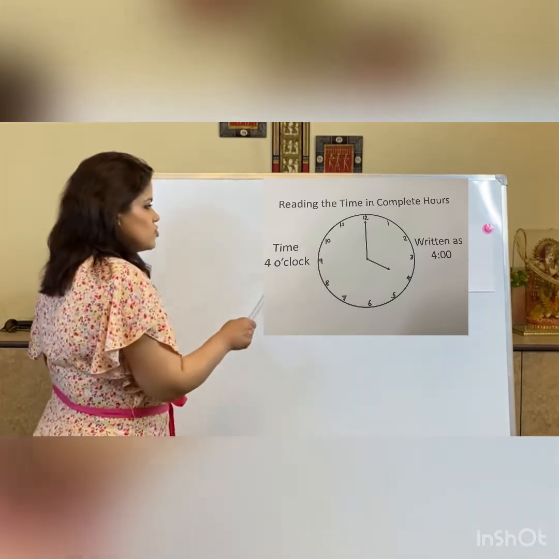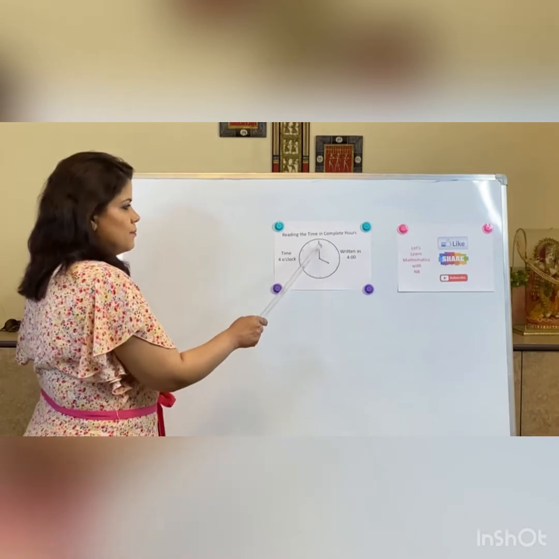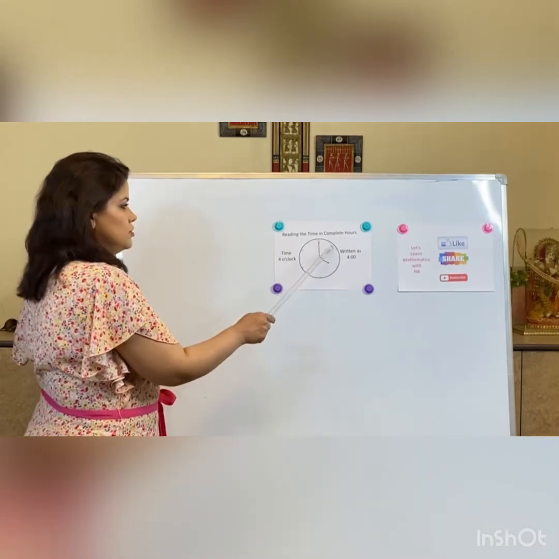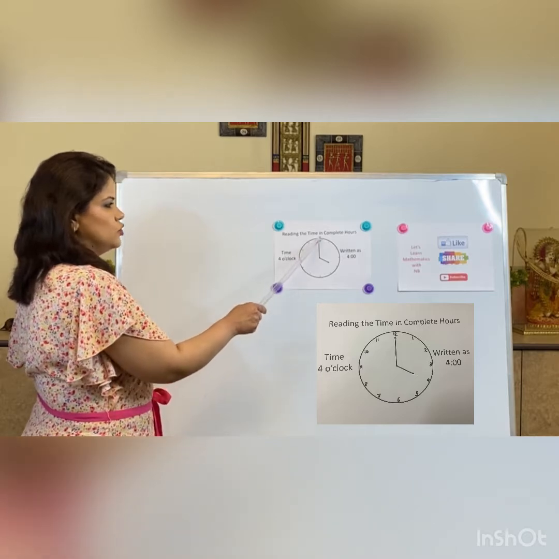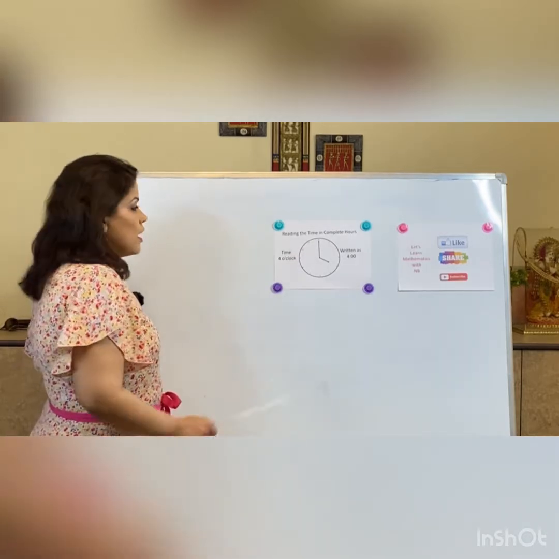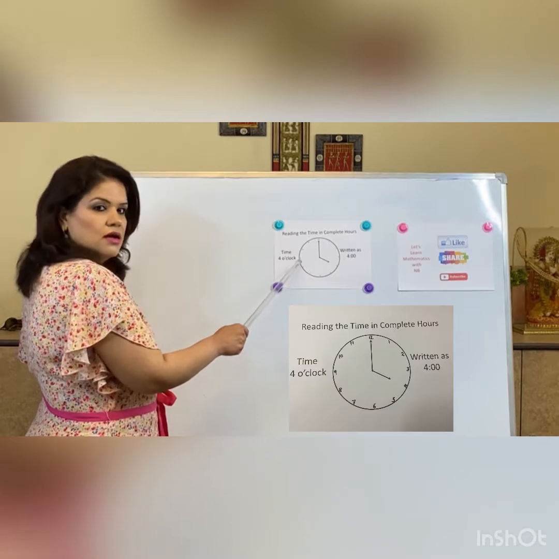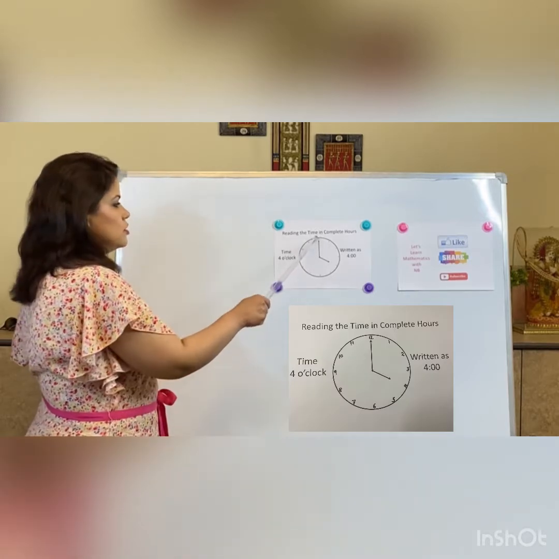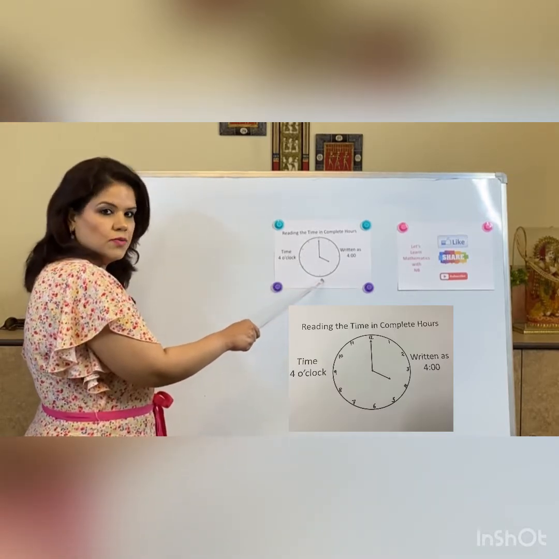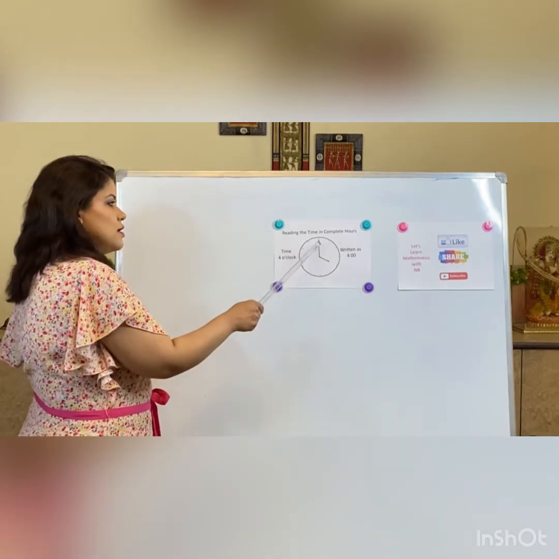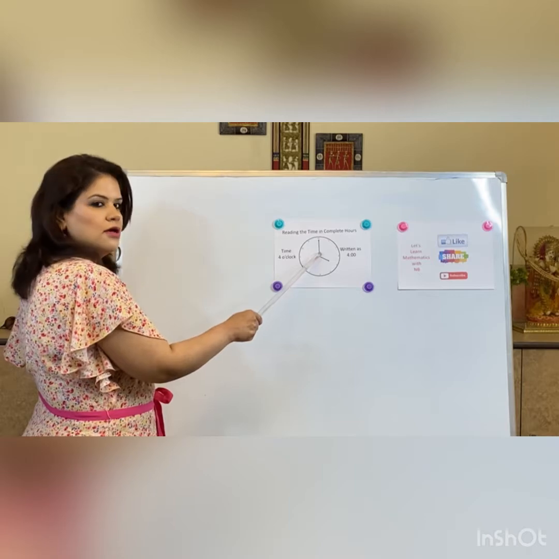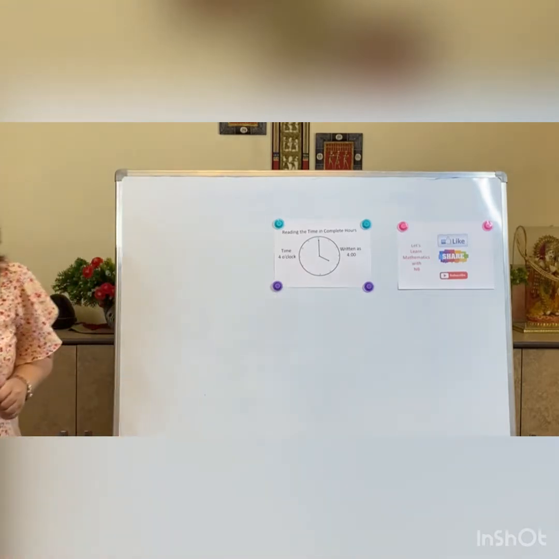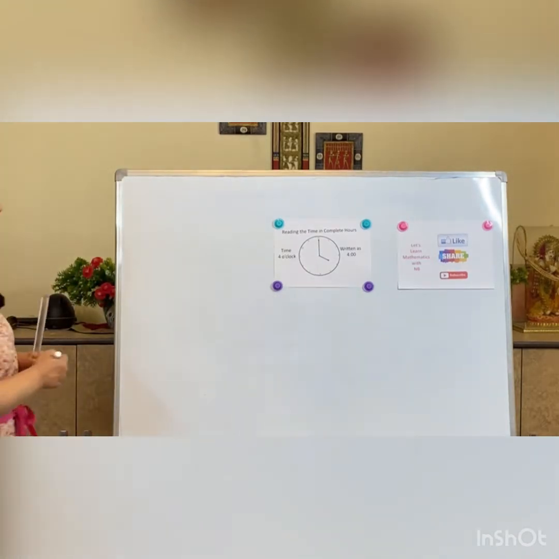This is the face of the clock. There are 12 numbers on it: 1, 2, 3, 4, 5, 6, 7, 8, 9, 10, 11, 12. 3 and 9 are opposite to each other. 12 and 6 are opposite to each other. And these are the two hands of the clock. The bigger one is known as the minute hand and the smaller one is known as the hour hand.